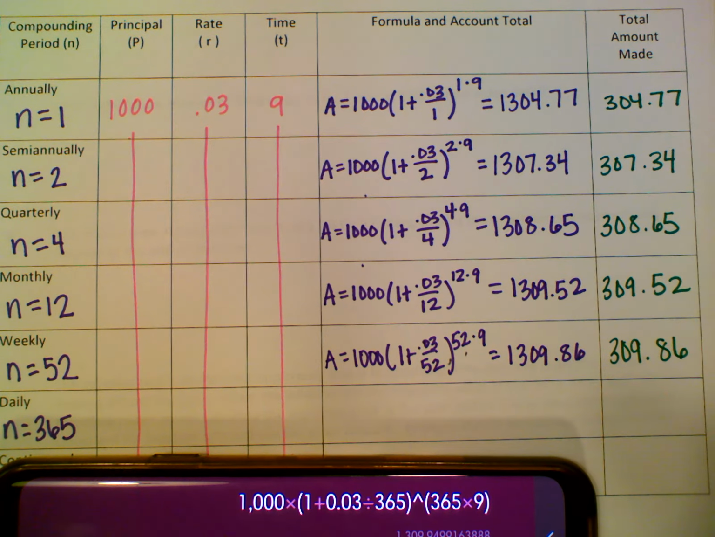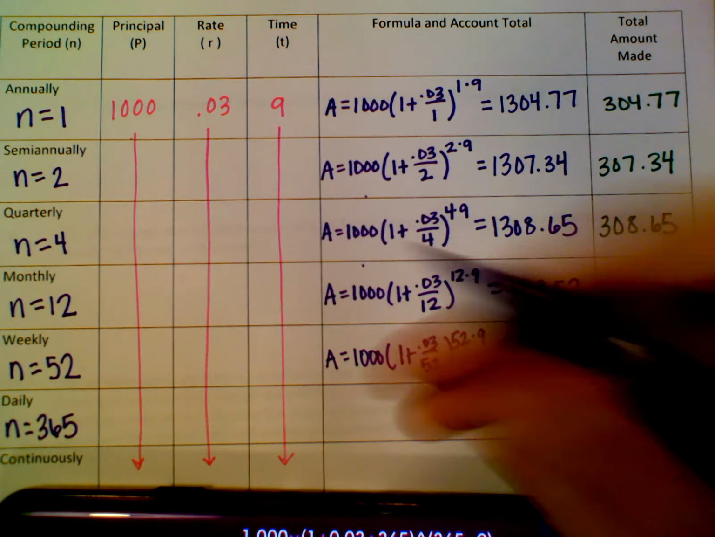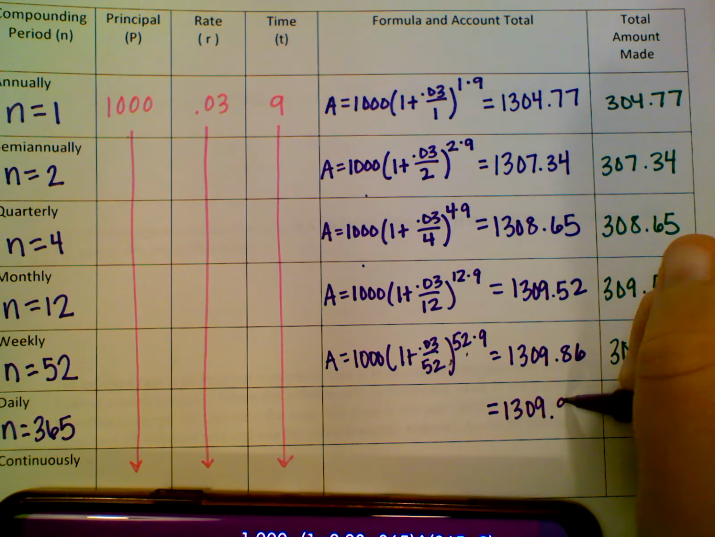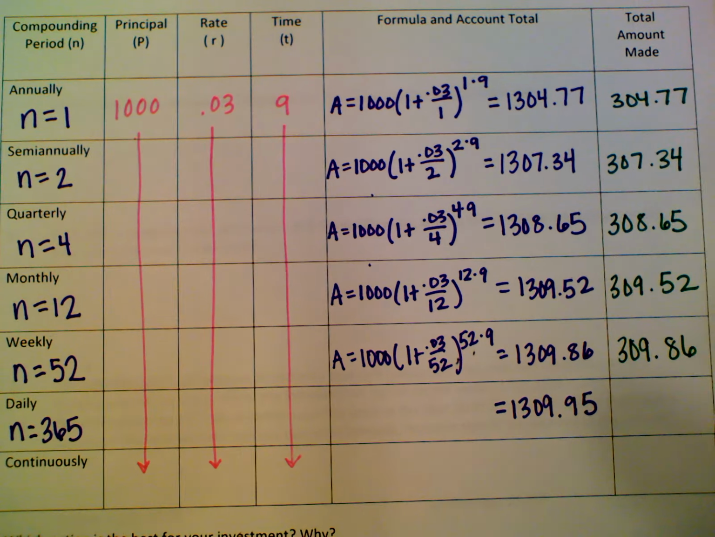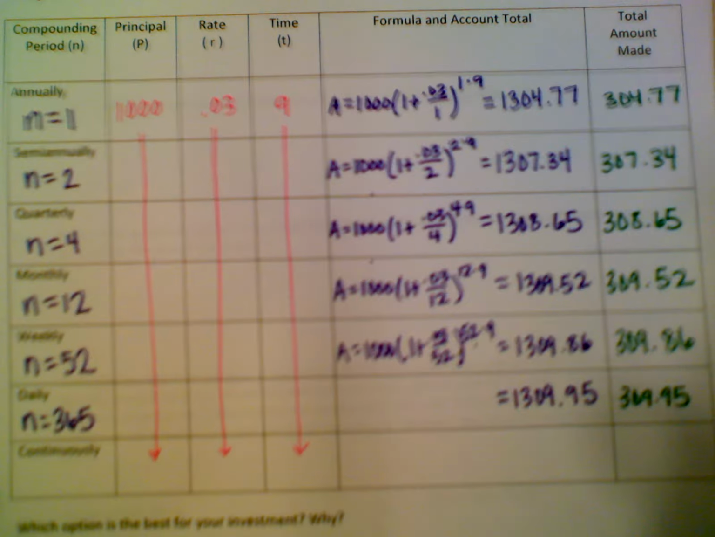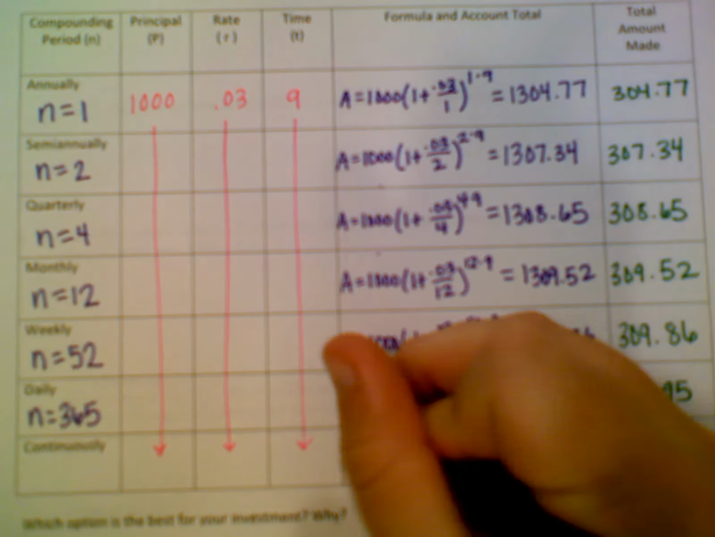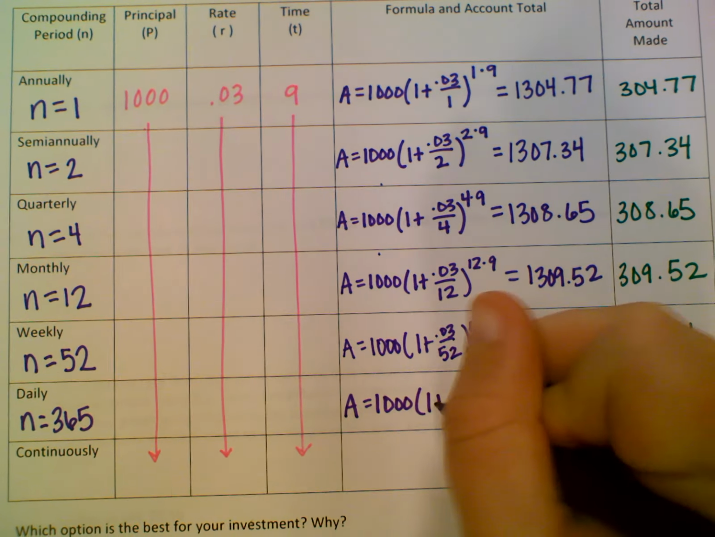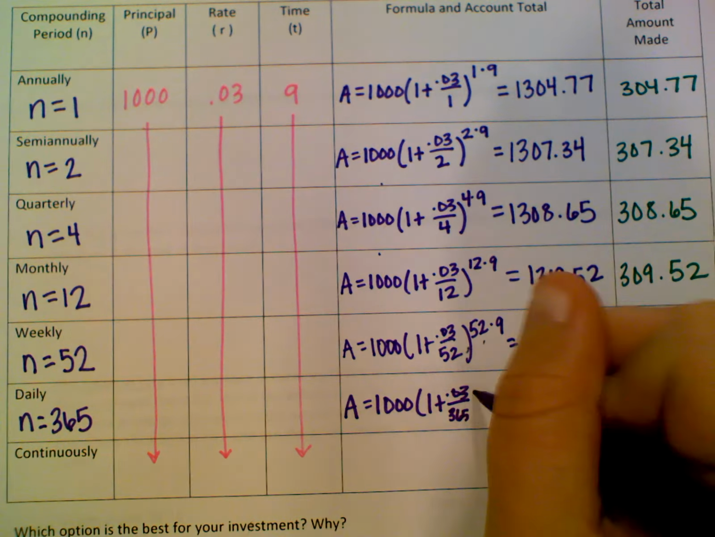All right, and then the last one was 365. I have 1,309.95. That one will round to a 95. So once again, it did go up. This time, it only went up by 9 cents. So you can see the small differences that are going to happen as you compound more often.